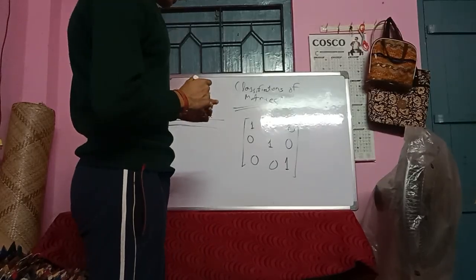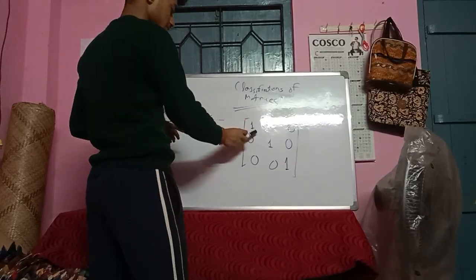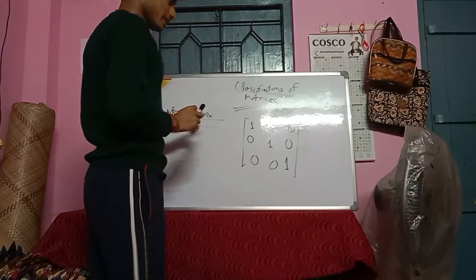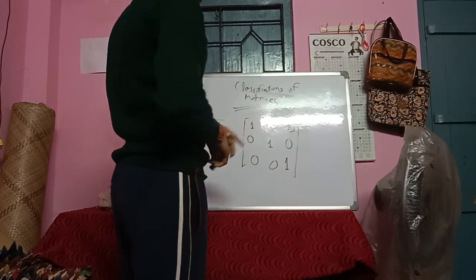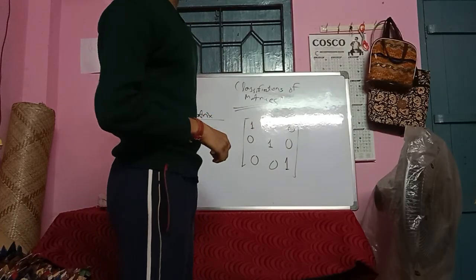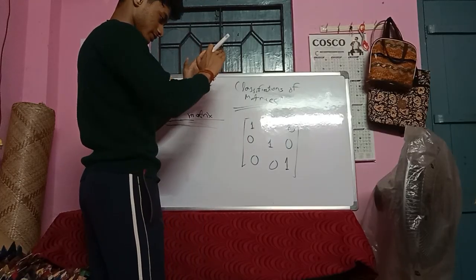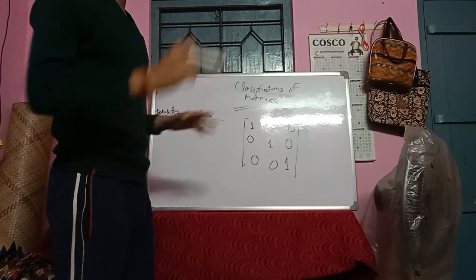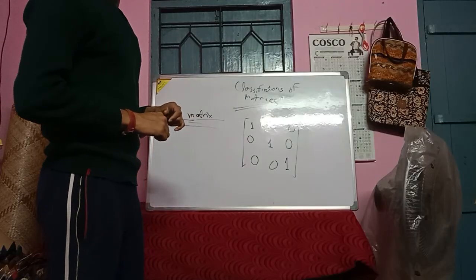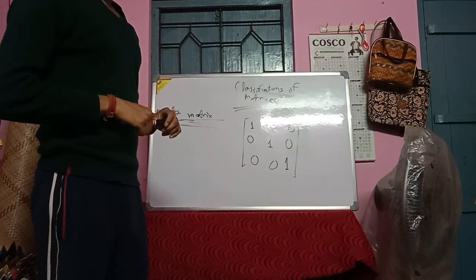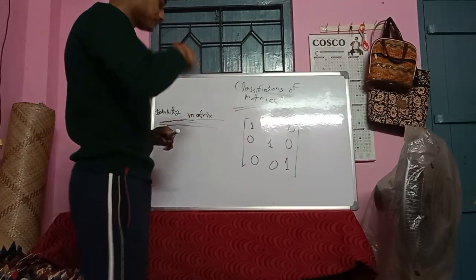Okay. This means an identity matrix can also be a scalar matrix. An identity matrix and a scalar matrix both can be diagonal matrices. That means identity matrix and scalar matrix both are sub branches of the diagonal matrix, which itself is a branch of square matrix. A square matrix is a branch of a matrix. Okay.